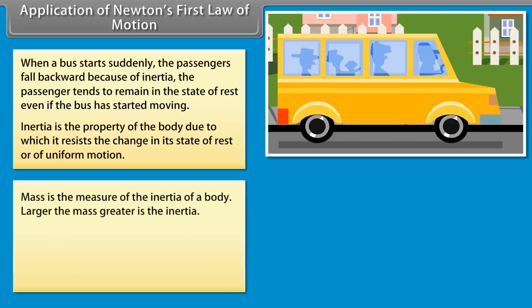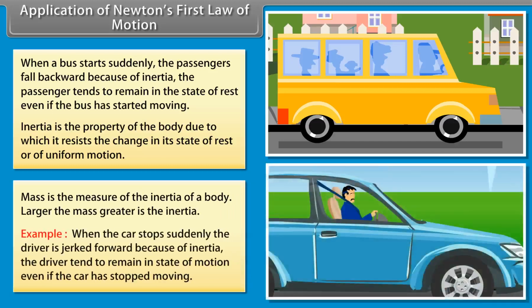Mass is the measure of the inertia of a body. Larger the mass, greater is the inertia. Example: when the car stops suddenly, the driver is jerked forward because of inertia. The driver tends to remain in the state of motion even if the car has stopped moving.